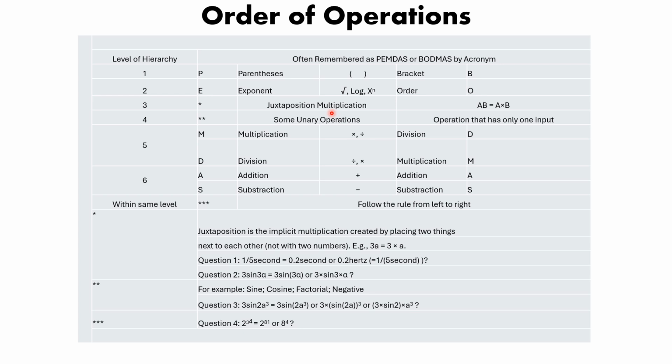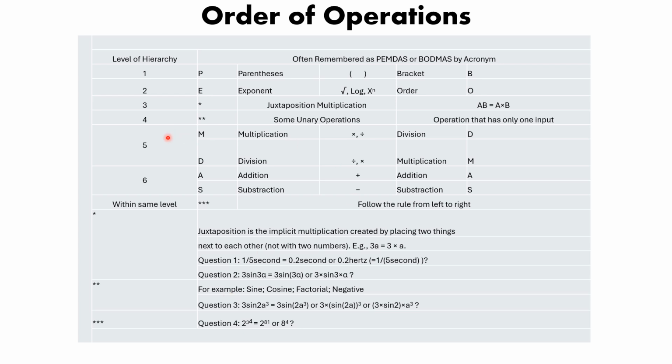But basically, what that means is juxtaposition is the implicit multiplication created by placing two things next to each other, not with two numbers. For example, 3a would be a juxtaposition multiplication, but 3 times a wouldn't. At level 4, we have some unary operations. For example, we have sine, cosine, factorial, and negative.